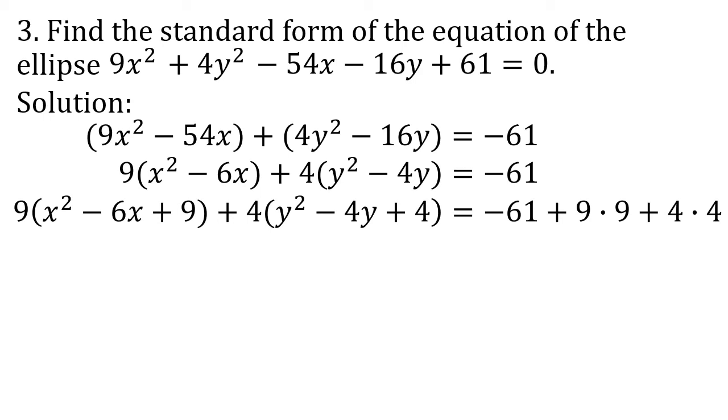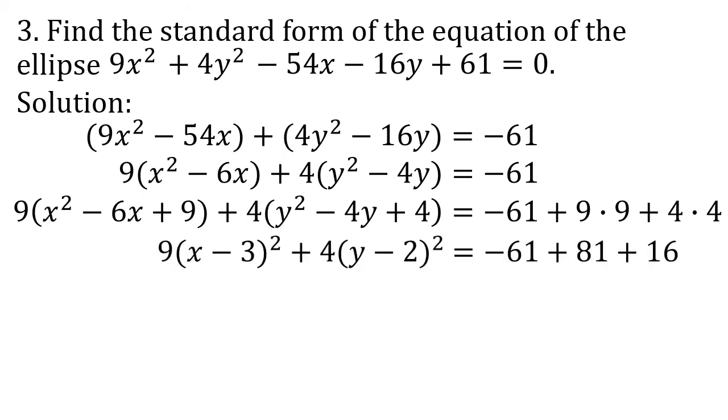In completing the square, the half of negative 6 is negative 3. Squaring negative 3 is equal to 9. But since we have 9 outside, we're going to multiply 9 times 9. That's why we have 9 times 9 here on the right side of the equation. Same as in y, the half of negative 4 is negative 2. The square of negative 2 is positive 4. Since 4 is also outside, 4 times 4 is 16. Just write 4 times 4 there on the right side of the equation. That's why we have those.